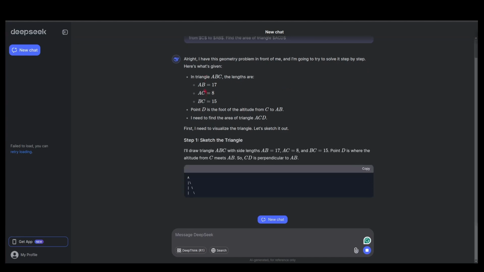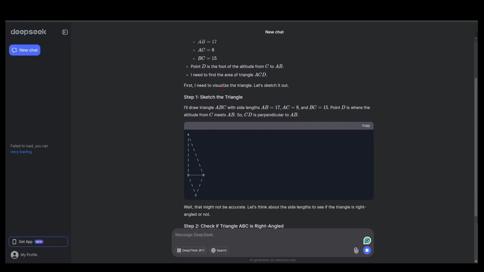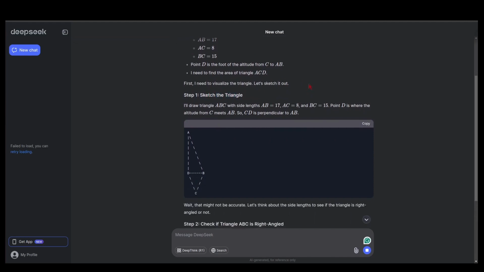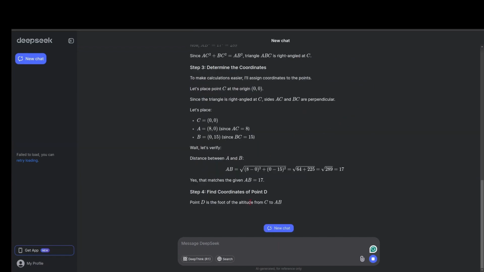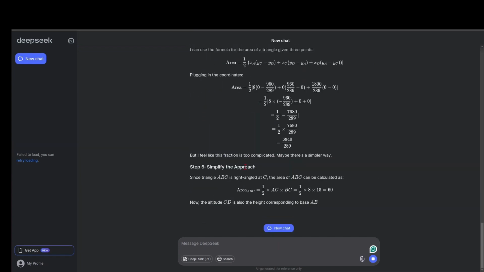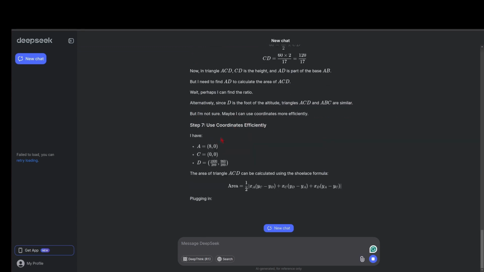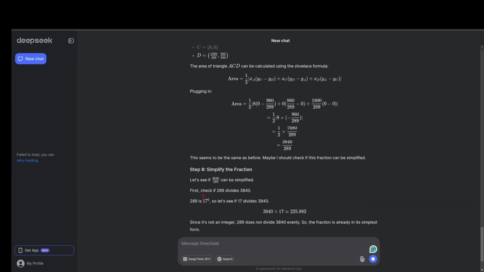And it goes about saying that in triangle ABC, the lengths are AB, AC, BC. And then it comes with the sketch of the triangle as step 1, and step 2, checking if the triangle ABC is right angled, finding the distance and finding the coordinates of point D. It's simplifying the approach now. Step 7, use coordinates efficiently. Simplify the fraction. Oh, it got the right answer actually. So let's see if 3840 by 289 can be simplified.